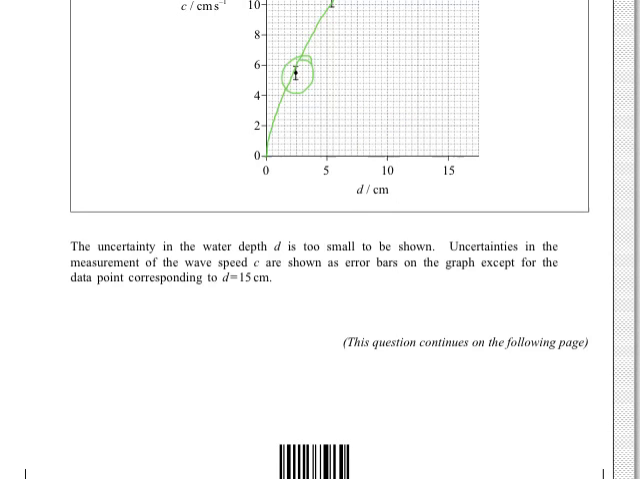So what other information did they tell us? They tell us that the uncertainty in water depth d is too small to be shown, that uncertainties in the measure of the water wave speed c are shown as error bars. Okay, so we've got some values there, except for the data point corresponding to d = 15. Now later you will actually be asked to draw an error bar for d = 15, so I'm going to do that now because it's here in front of us.